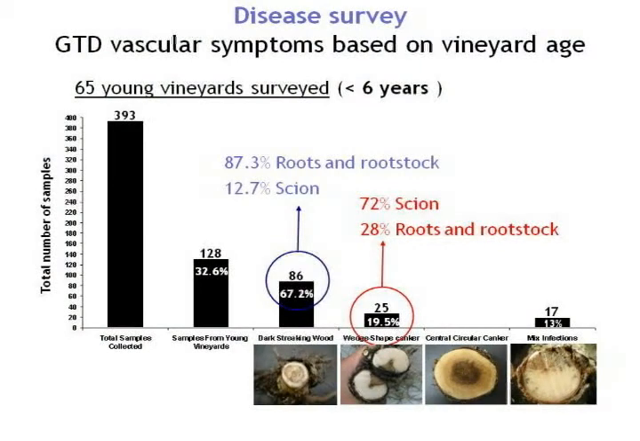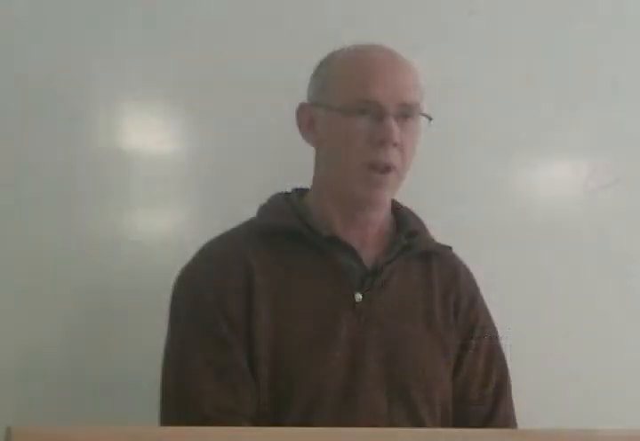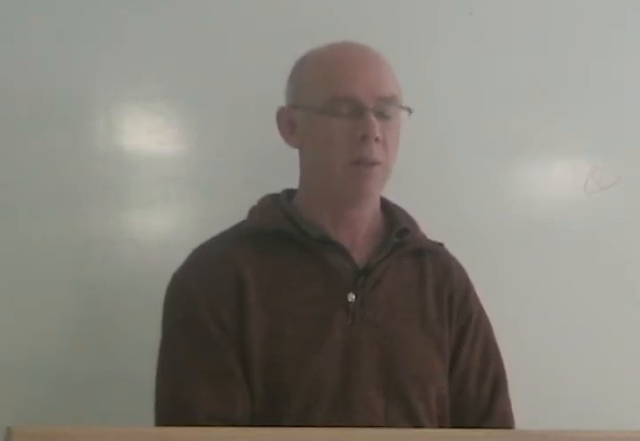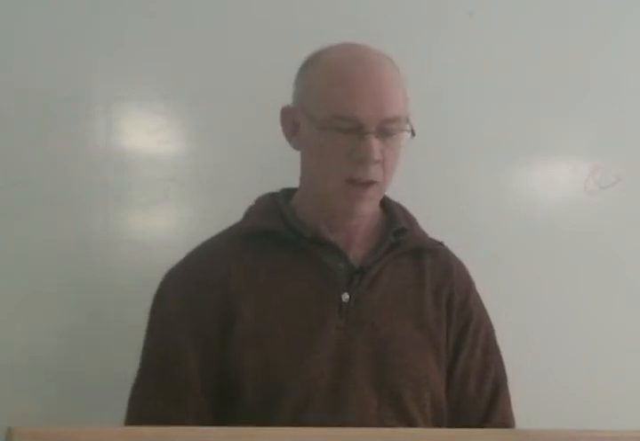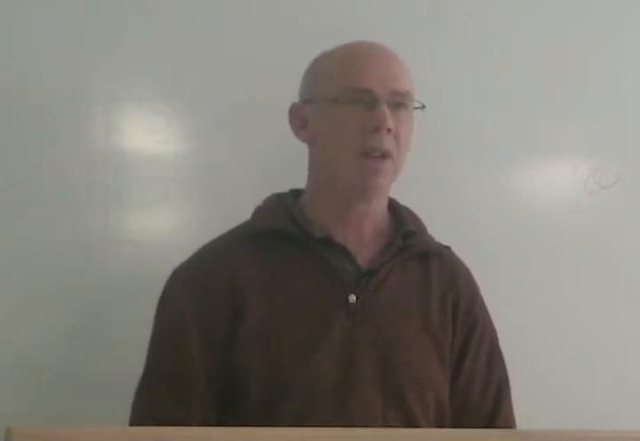If we look at just the young vines, the scenario changes a little bit, with 67% of all the young vines, less than 6 years old, of the samples collected showing this dark streaking of the wood and plugging of the vascular tissue. These were occurring primarily in the rootstocks, with 87% of the samples showing dark streaking symptoms in the rootstocks, as compared to the wedge-shaped cankers, which were only 19% and usually occurring up in the scion. There were none of the circular cankers in any of the young vines, and only 13% of them had mixed infections.